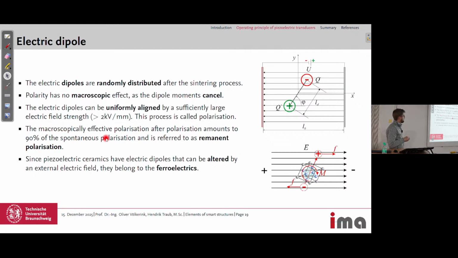And if we then remove the field again, this macroscopic effect or the polarization stays to an amount of 90% of the spontaneous polarization. So we have a remanent polarization. We will have a look at the diagram afterwards, but the polarization is strongly aligned with the field, and if we remove the field, it goes a bit back, and this is then the remanent polarization without the field applied.